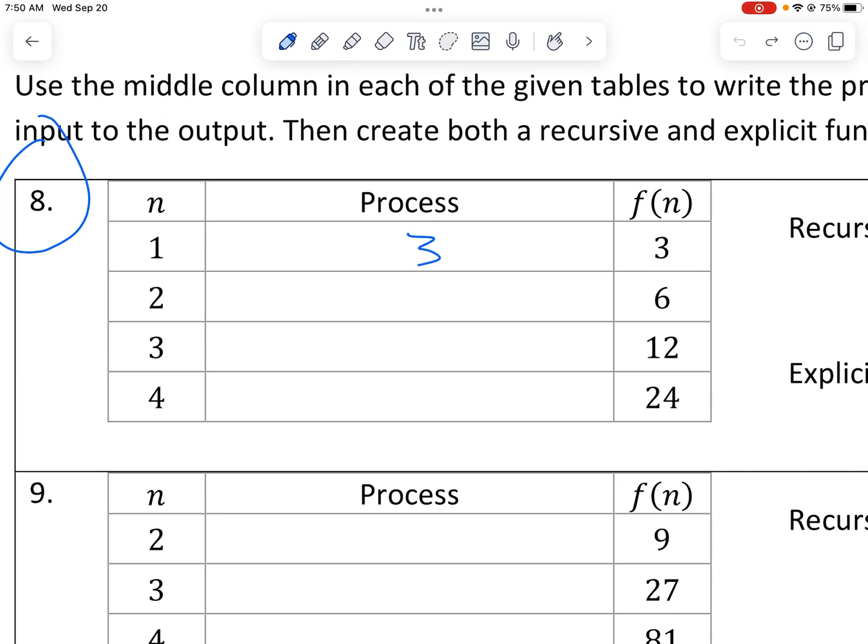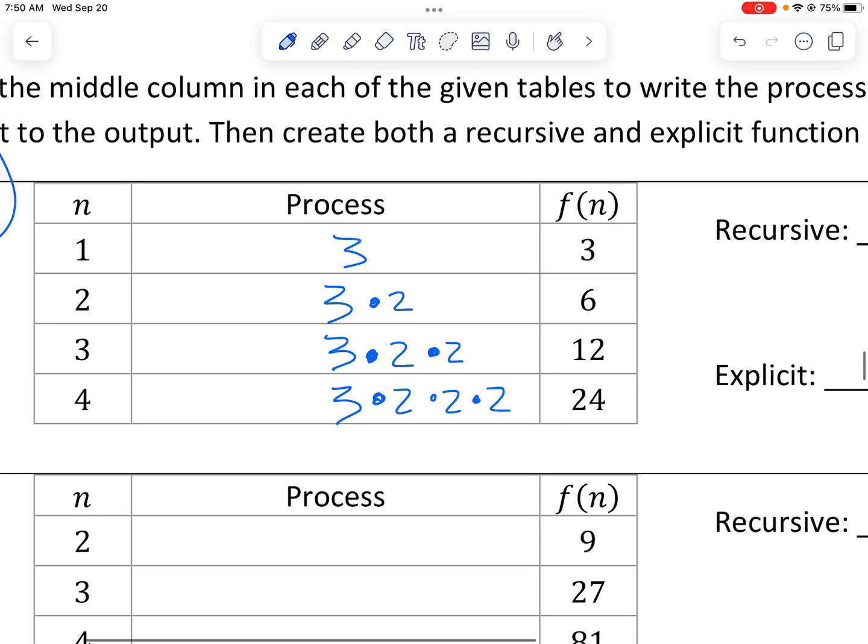But on the next one, what did we do with 3 to get 6? And what did we do with 3 to get 12? And what did we do with 3 to get 24? This pattern is just times 2. So I'm going to put times 2, and times 2 again. We times by 2 a couple times, and on this one, we times by 2 three times. So it's times 2, times 2, times 2, and each time, you had to times 2 the previous one.